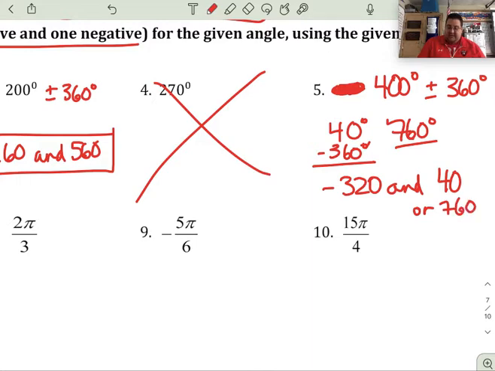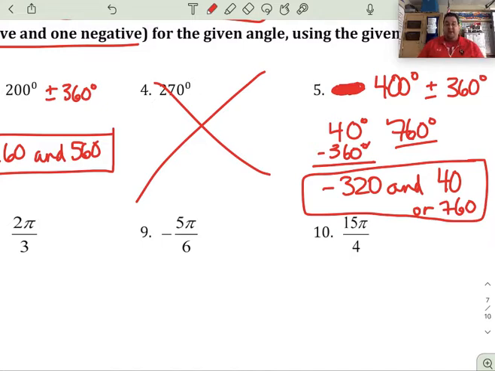I think Canvas is set up to where it would take either one of those as the second one, as the positive one. So as long as you do need to have the negative 320 in the first box, and then I think it would take 40 or 760 as the second one, either one of those.